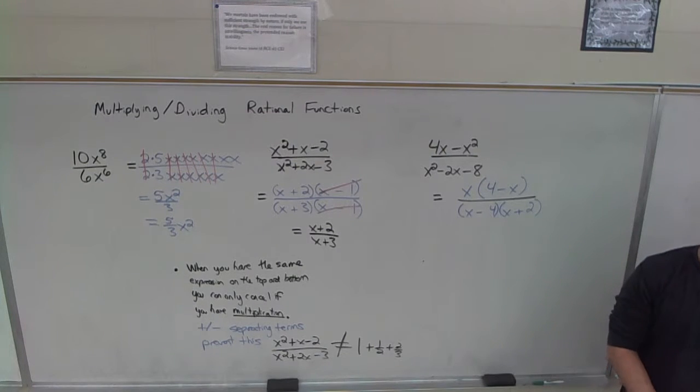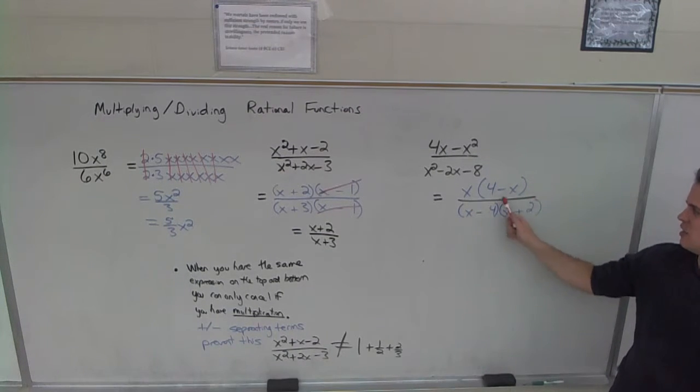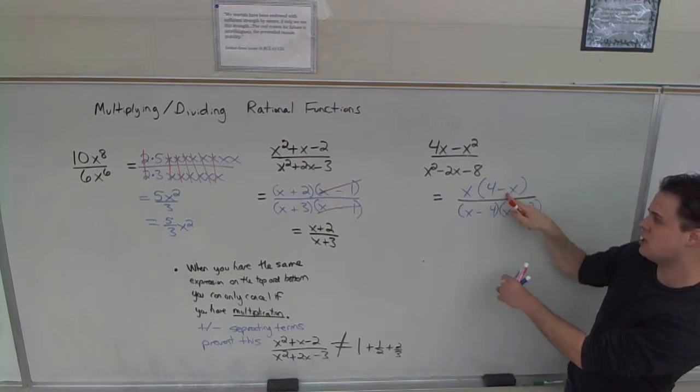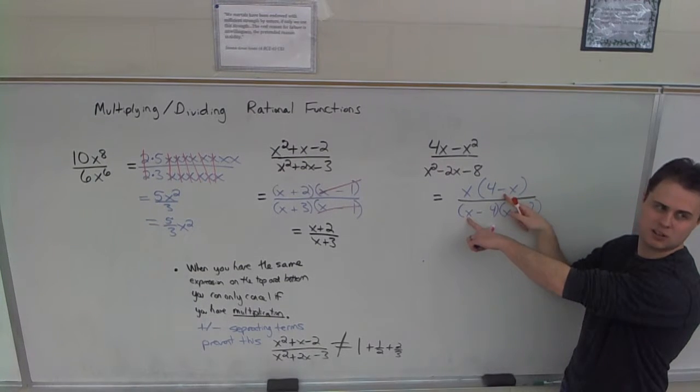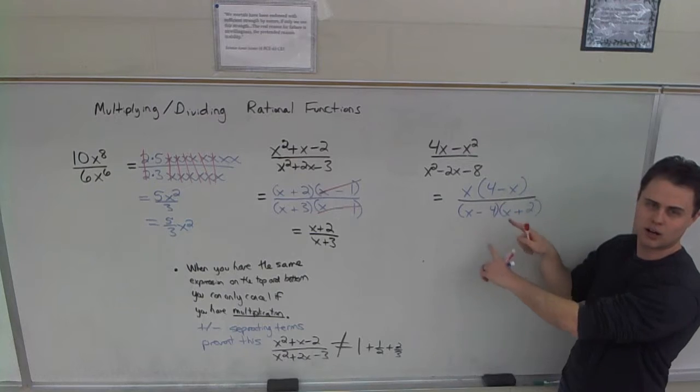It's looking good, kind of good. It's close. You can almost cancel what? These. They're so close, but here the x is negative, here it's positive. And vice versa with the 4.